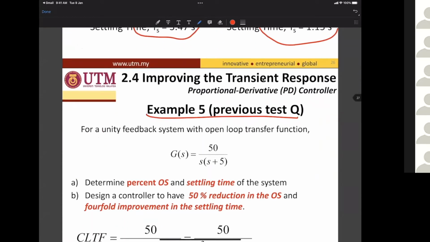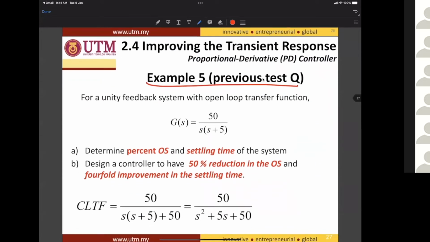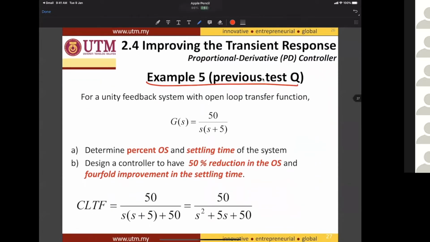Any questions? Ada soalan? Belum ada. Mau tengok balik. Belum ada. Nanti revise balik lah. Nanti revise balik. Betul. Ya, kalau tak achieve, repeat balik step yang sama lagi. Benny tak dengar. Kalau tak achieve, repeat balik step, betul.